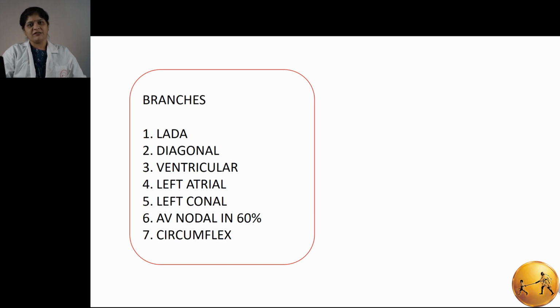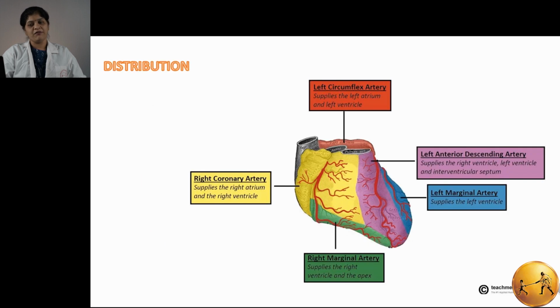Now what are the branches of the left coronary artery? The branches are the left anterior descending artery, diagonal artery, ventricular, left atrial, left conal, AV nodal, and the circumflex branches. Now the distribution of the heart, how it is supplied by the left coronary artery.